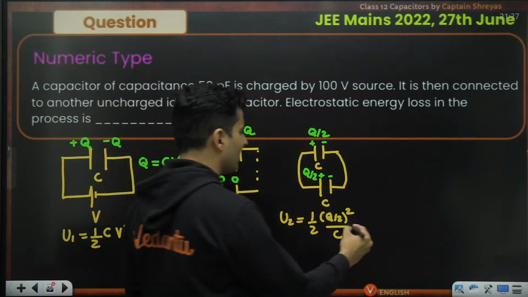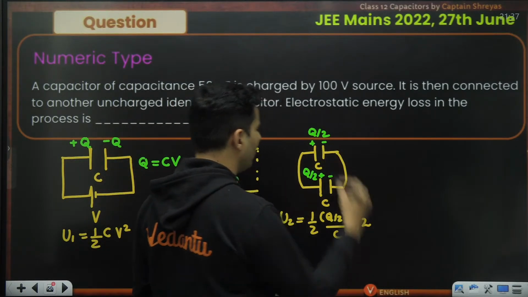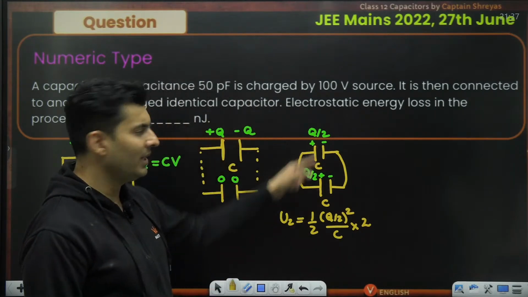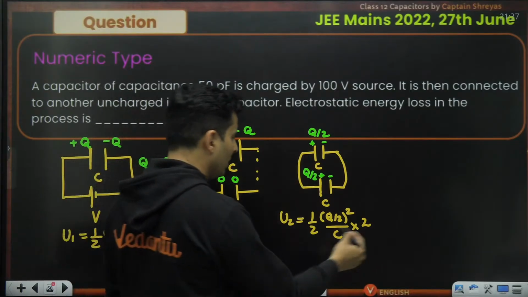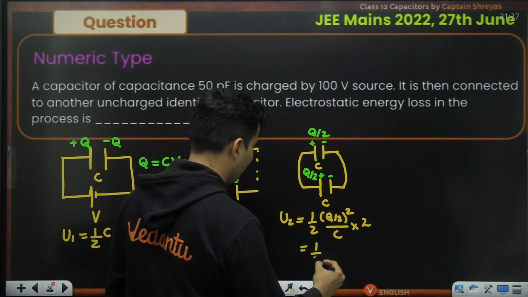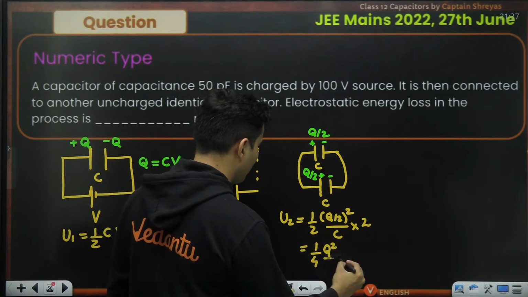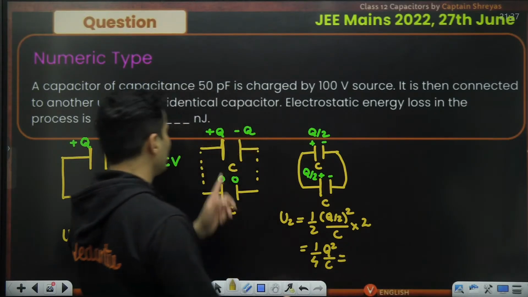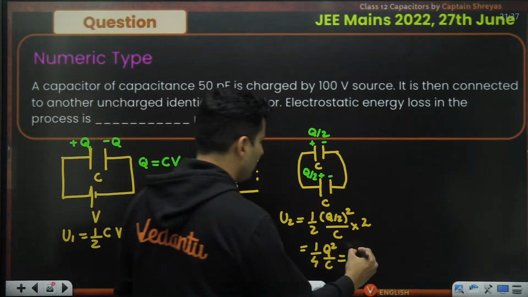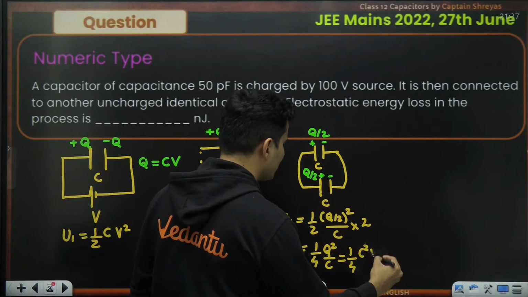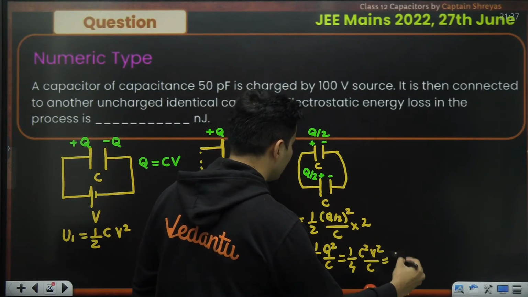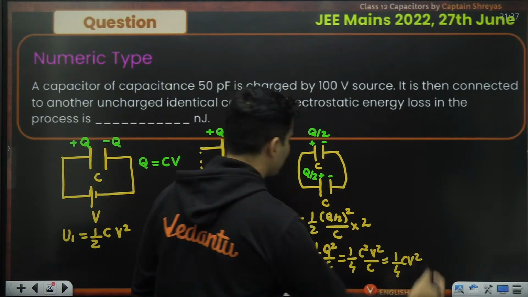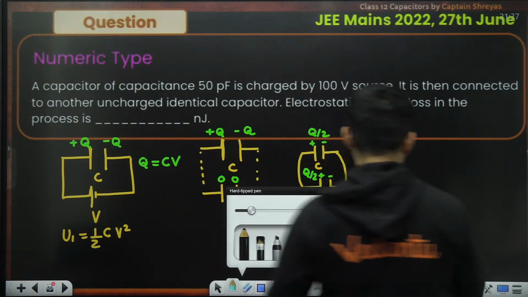Now there are two such capacitors, so I will have to multiply by 2 also, this one and this one. The 2 cancel, so this will become 1 by 4 Q square by C. But what is Q? Q is CV. So substitute that: 1 by 4 C square V square by C, which is 1 by 4 CV square.